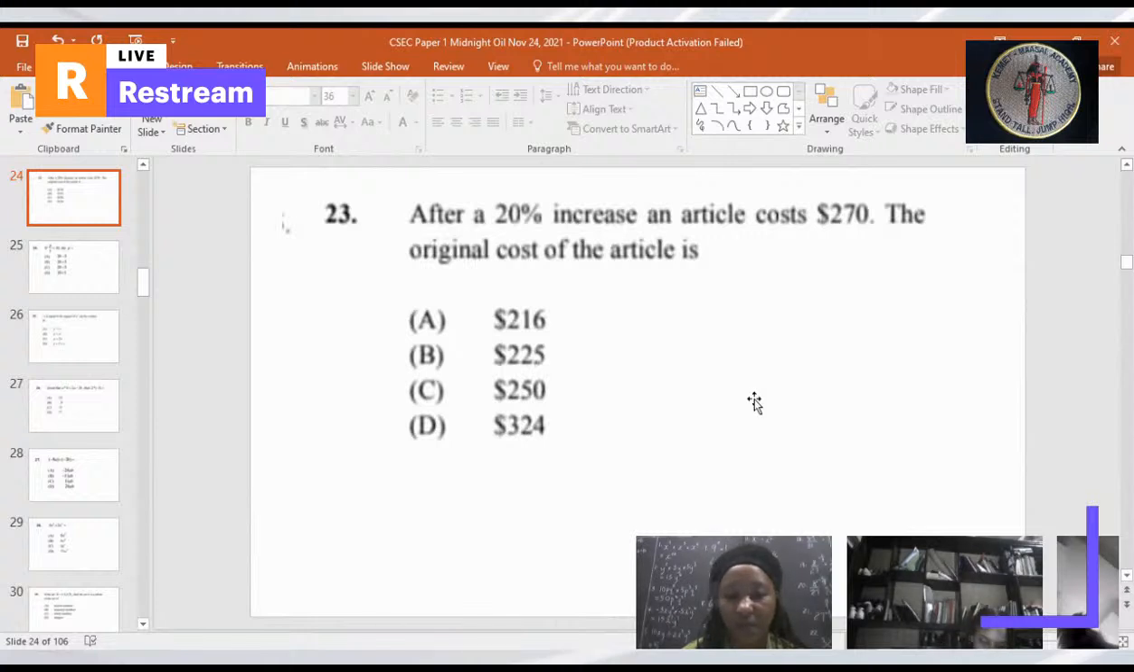All right, and that would give you what? So 270 times 100 divided by 120. Let's work out what that would give. It's $225. That is correct. $225.